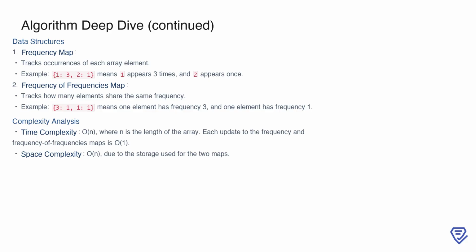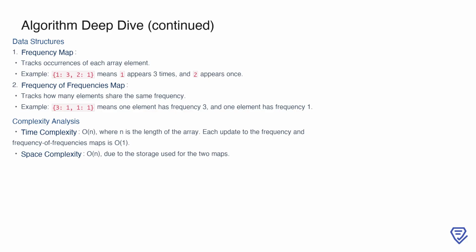From a complexity standpoint, this approach is highly efficient. The time complexity is O(n), where n is the length of the array, as each update to the maps takes constant time. The space complexity is also O(n) due to the storage required for the two maps.